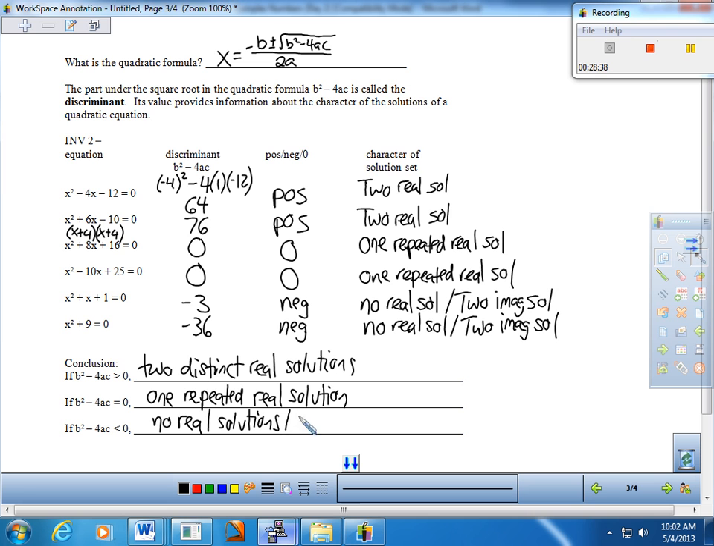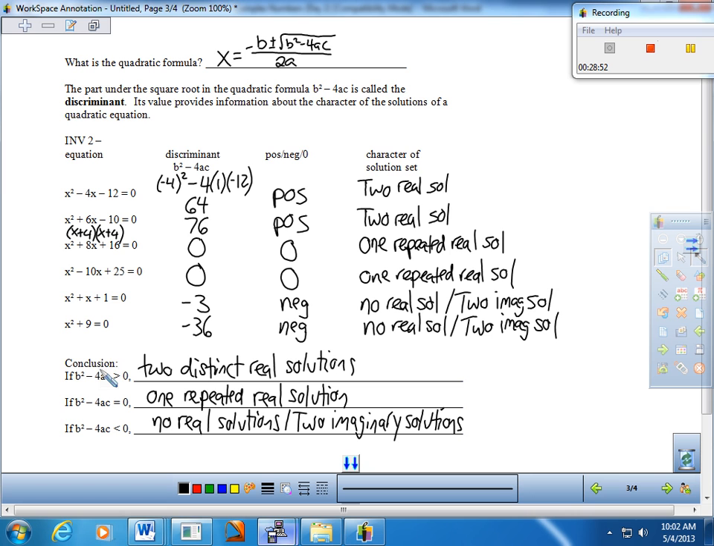We get 2 imaginary solutions. Maybe pure imaginary numbers, but not necessarily. So 2 imaginary solutions. Basically, complex numbers that are not real. Awesome. And why, of course, is that?